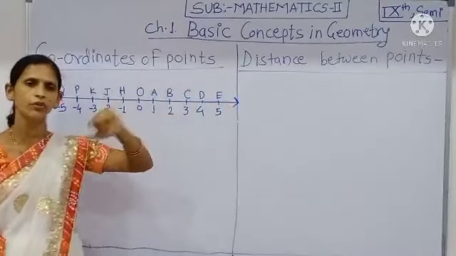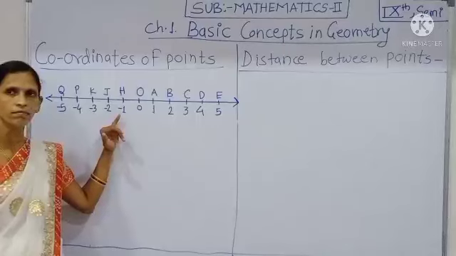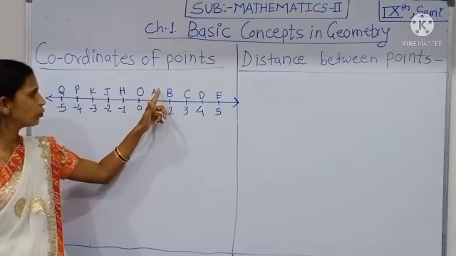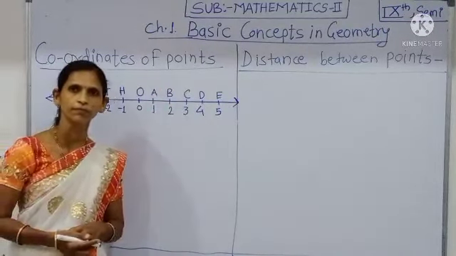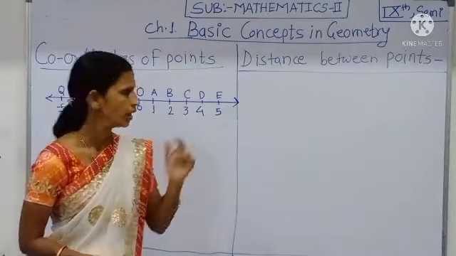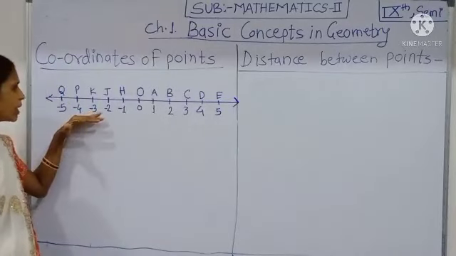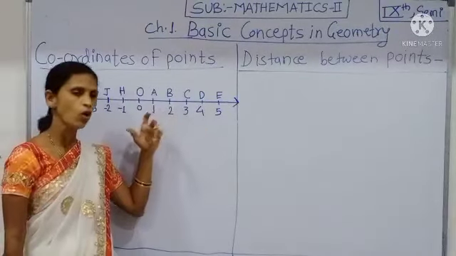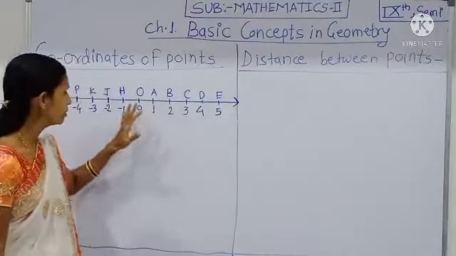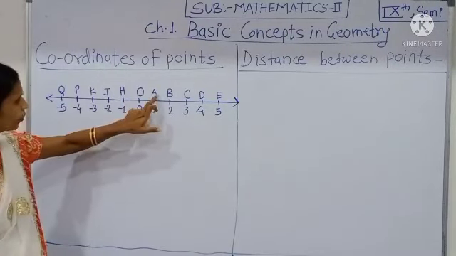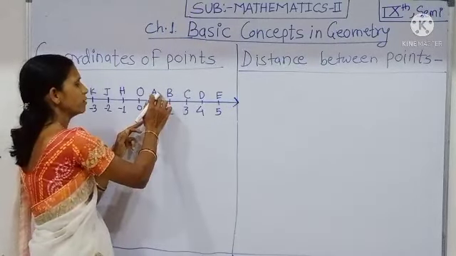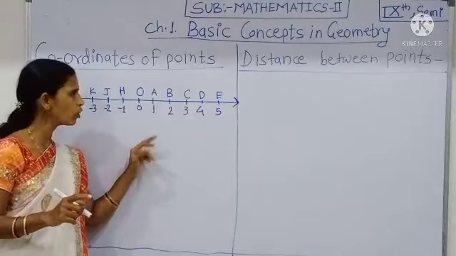All of you studied the number line in the previous lecture, and the numbers related to every point on the number line are called the coordinates of that point. See here, the number line is given, on which there are different points, and each number related to a point is the coordinate of that point.